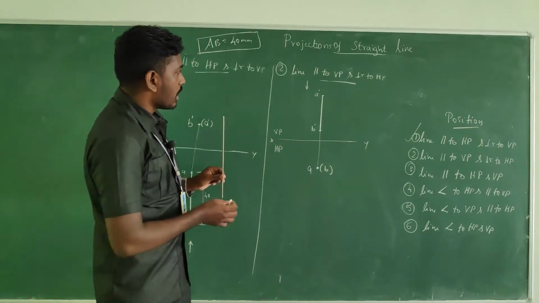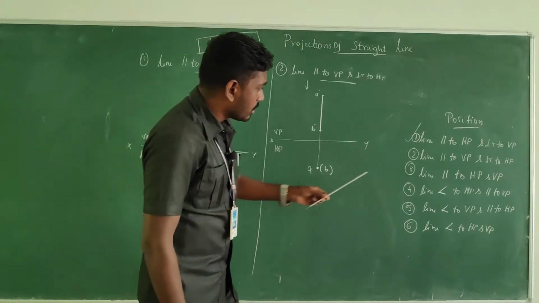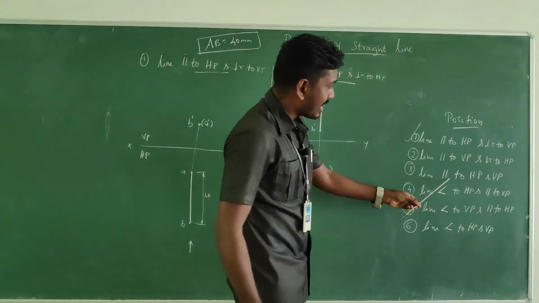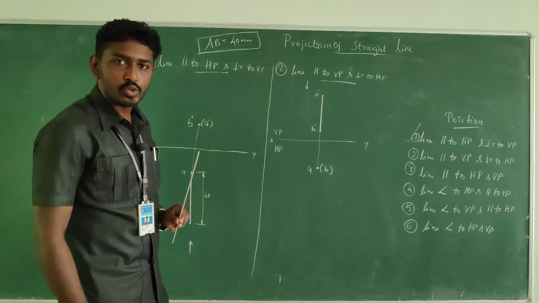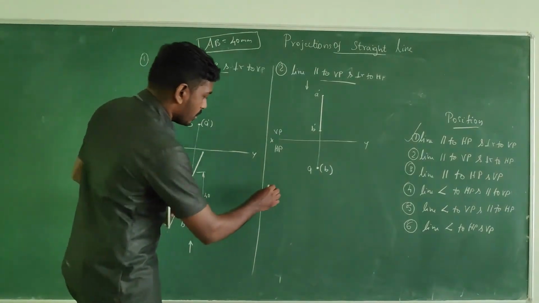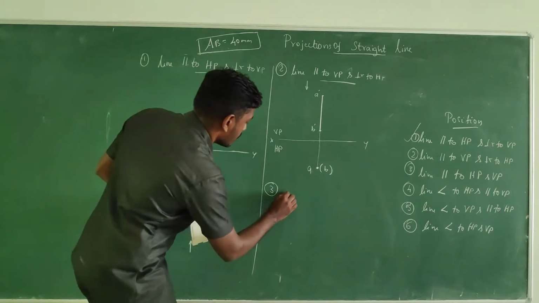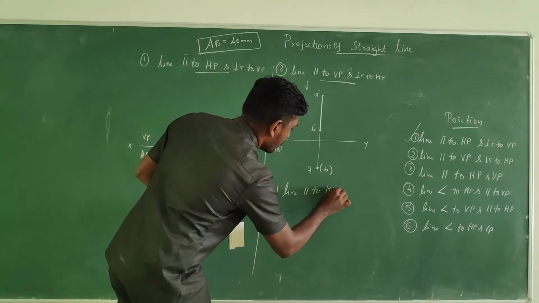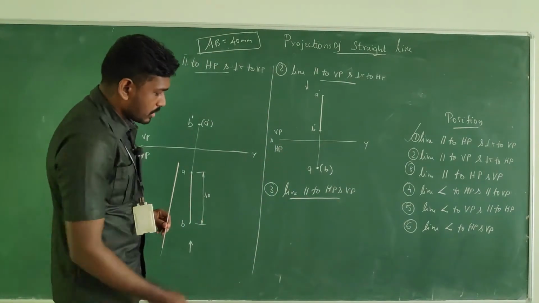Okay, fine. Now the second position is over. Move to the third one. Line parallel to HP and VP. If I take here, I can write line parallel to HP and VP, parallel to both the planes, right?